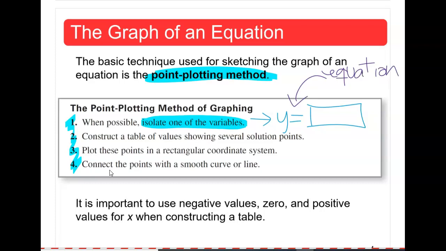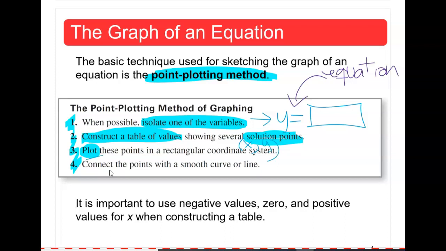So after isolating one of the variables, if possible, we're going to construct a table of values, and we will do that on the next slide. With that table of values, we're going to get some solution points, and those solution points are going to be plotted, every single ordered pair. Remember, points are in the form x comma y.